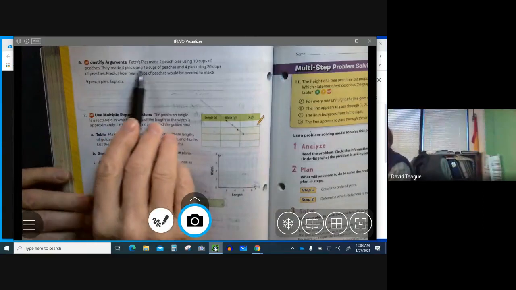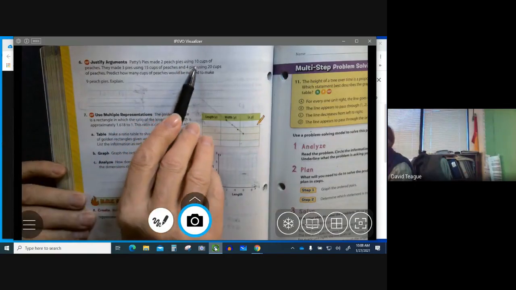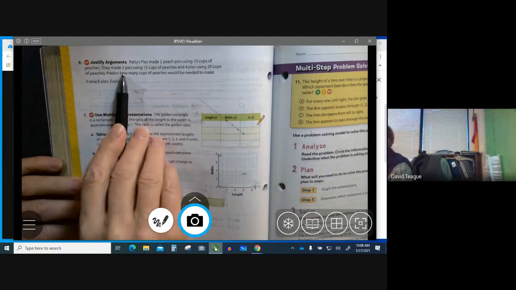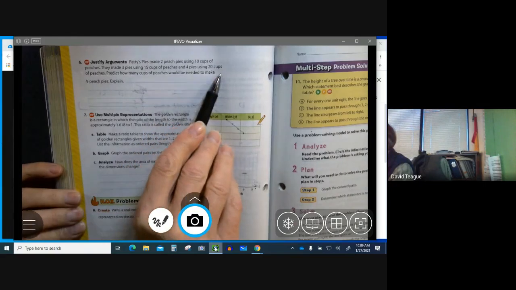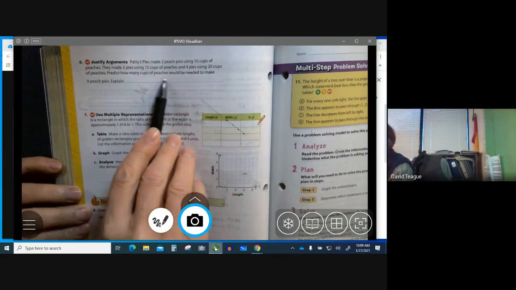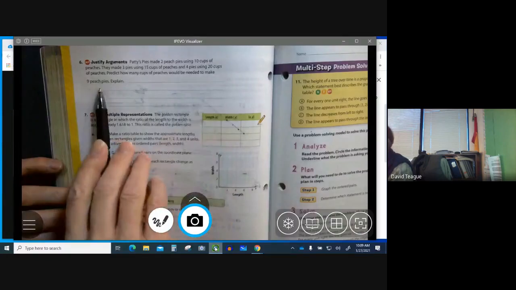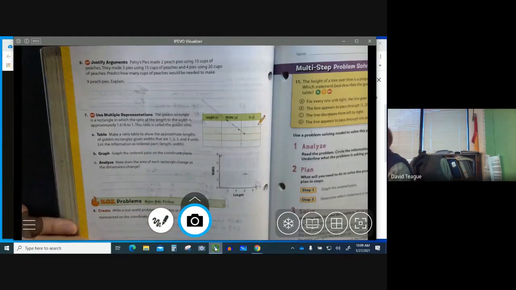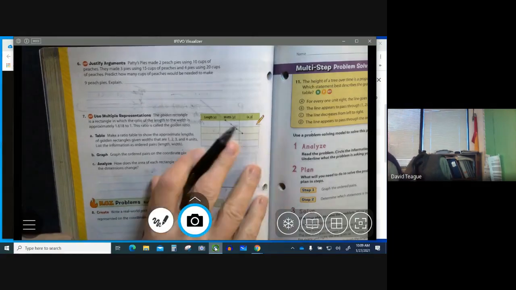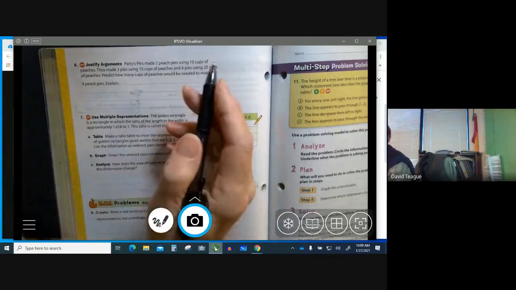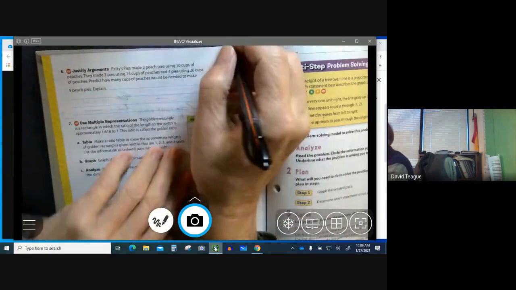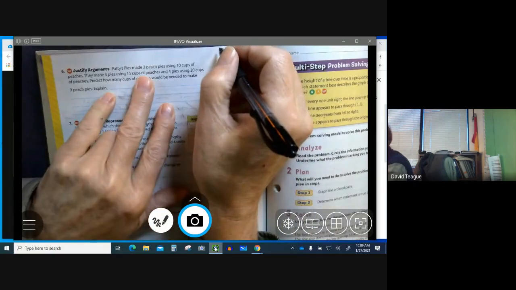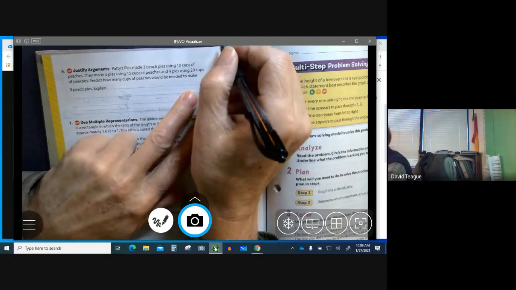Justify arguments. Patty's Pies made 2 peach pies using 10 cups of peaches. They made 3 pies using 15 cups of peaches and 4 pies using 20 cups of peaches. Predict how many cups of peaches would be needed to make 9 peach pies. Okay? So what are our ratios? Why didn't they just do a table? Okay, so we have pies to cups of peaches, right?